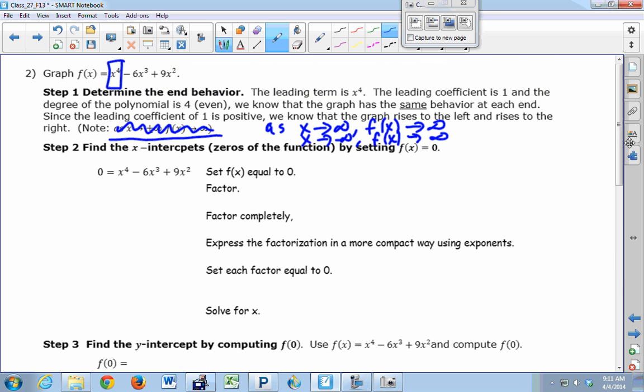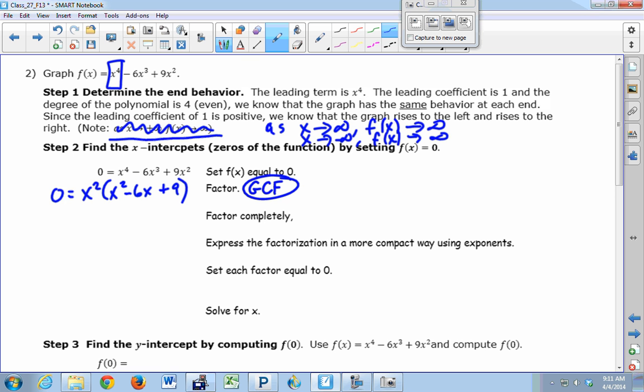The next thing we want to do is to find the zeros, the real zeros of our function. To do that, we set f of x equal to 0 because they're the same as your x-intercepts. And in order to find the zeros, we have to factor. The first form of factoring that's going to be critical for most of these polynomials is the greatest common factor. So my greatest common factor here is x squared. I'm going to pull that out as my first form of factoring.